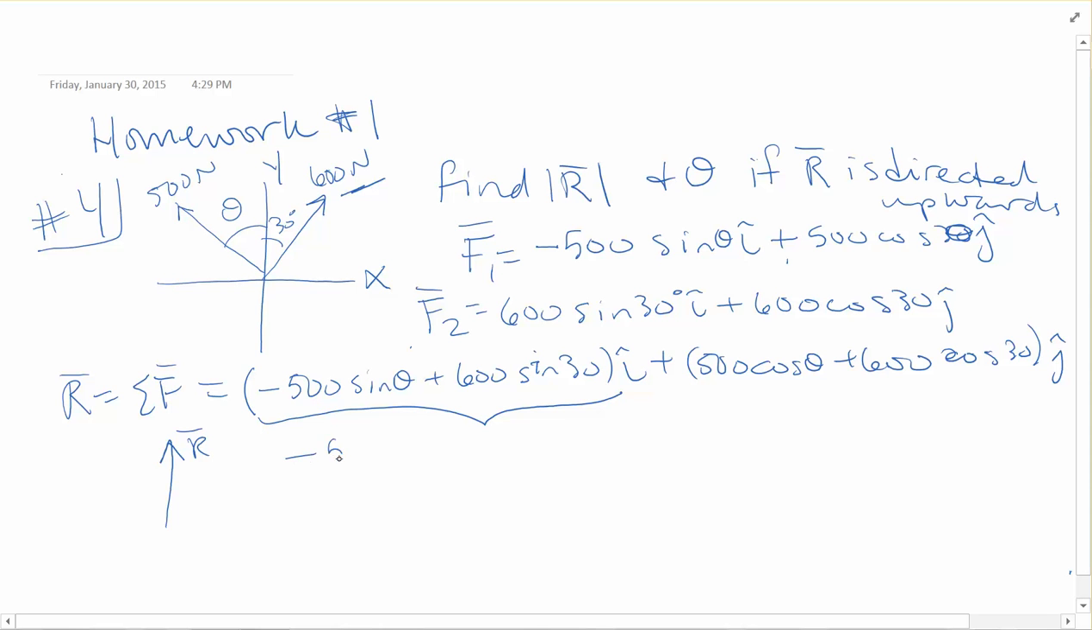Alright, so we can set this term here equal to 0. So we'll have negative 500 sine theta plus 600 sine 30, and that's got to equal 0. So from that you can see our only unknown then is theta. So let's solve for theta, and we get 36.87 degrees.